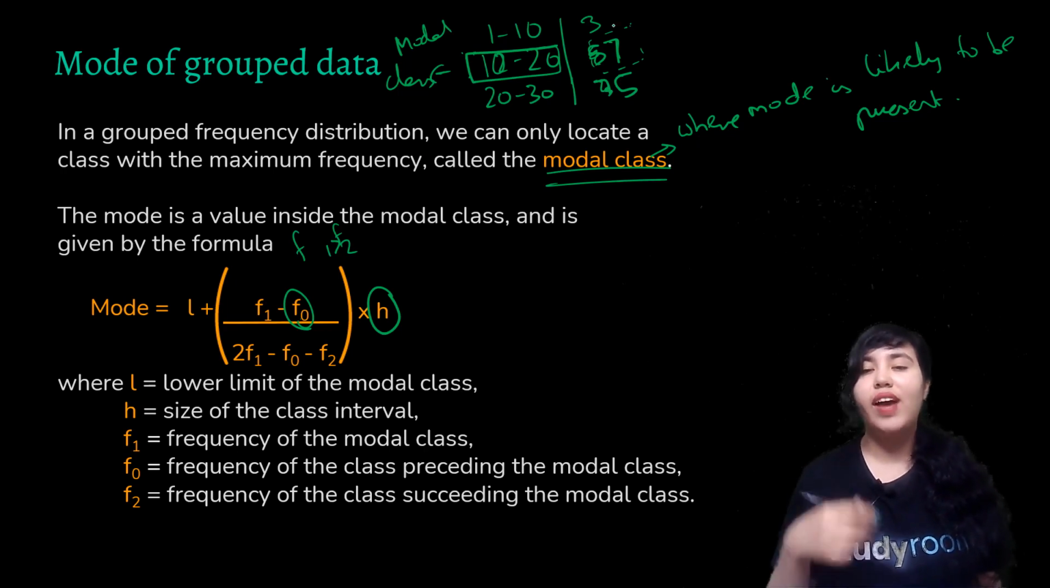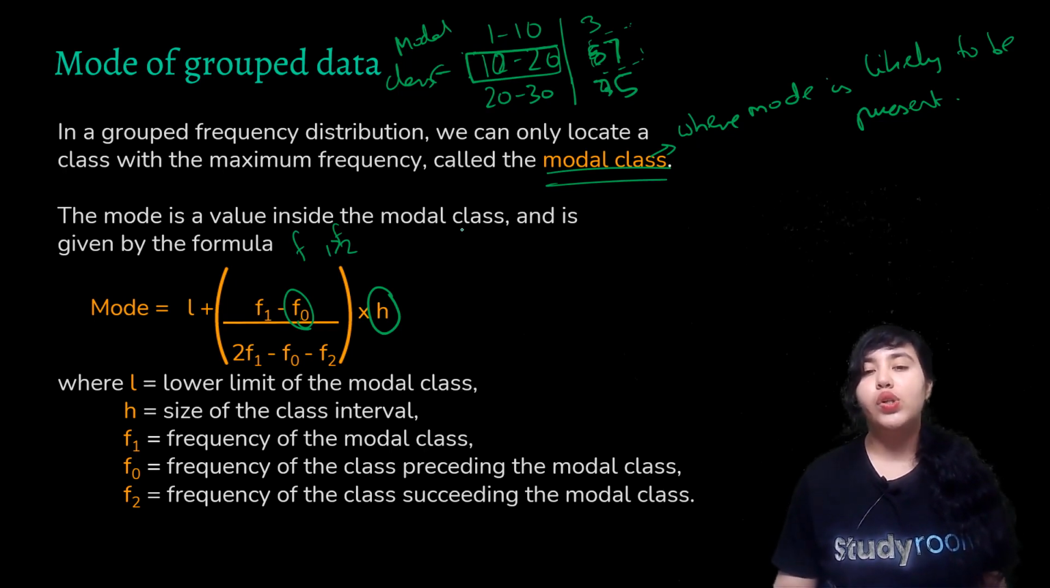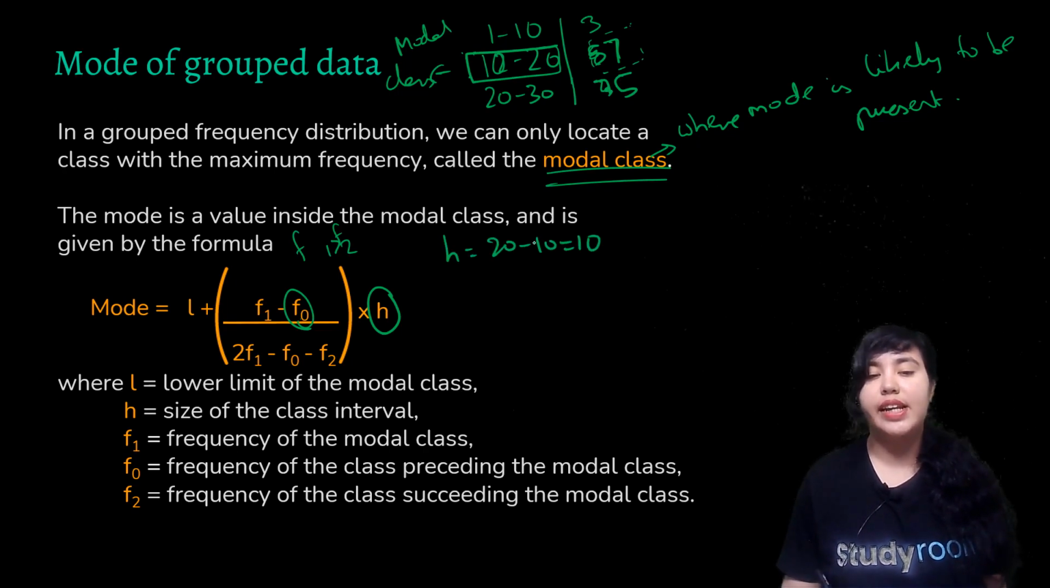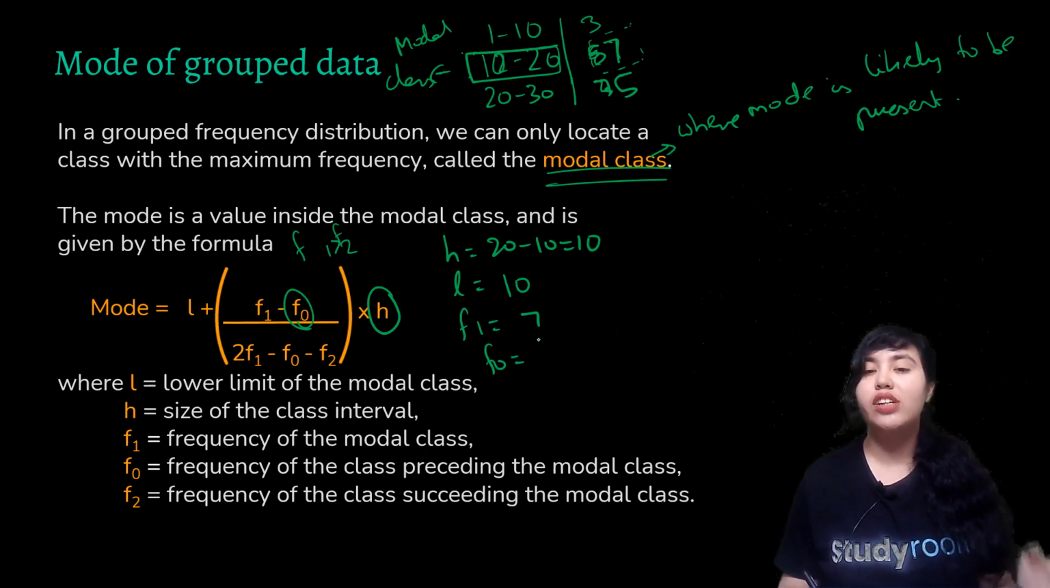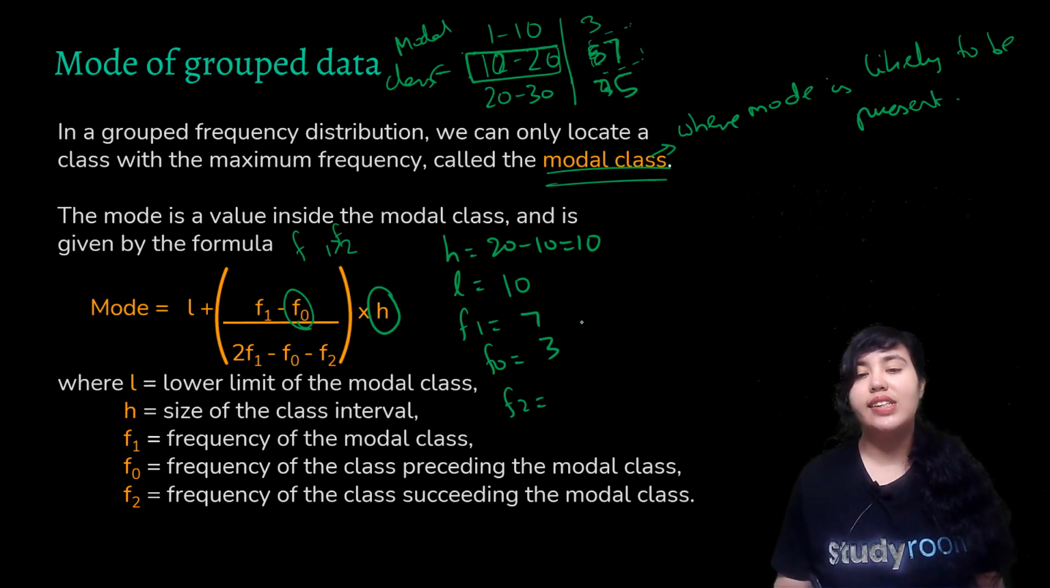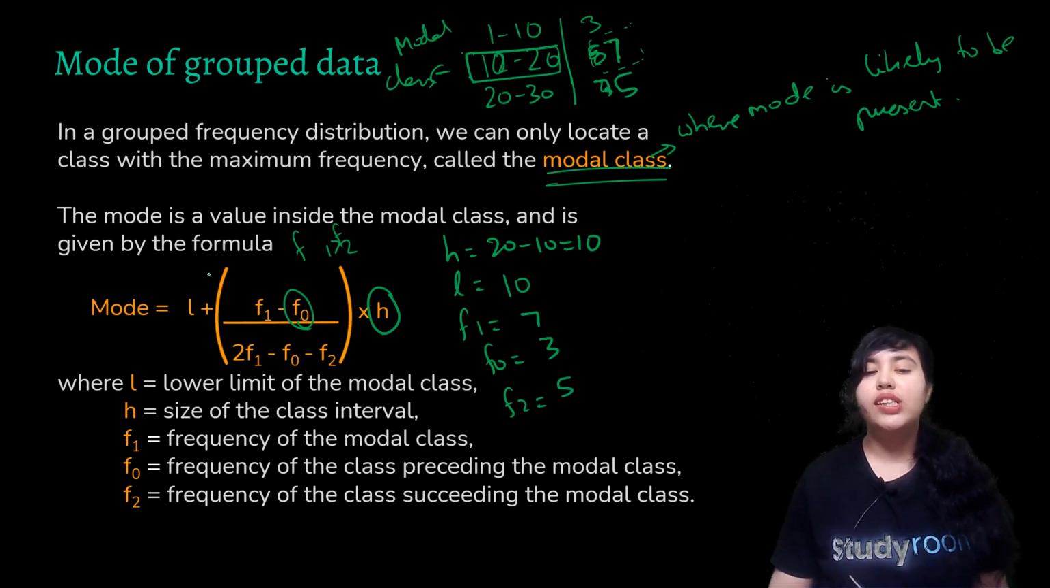So in this table, we've identified the modal class 10 to 20 because here our maximum frequency 7 is lying. So now h we know will be 20 minus 10, in this case that is 10. What will be L? L will be the lower limit, that is 10. What will be F1? Frequency of modal class, 7. F0 is the frequency of the preceding class, that will be 3. F2 is the frequency of the succeeding class, and that is 5. So just substitute them in this formula, you will get the mode for the given data.